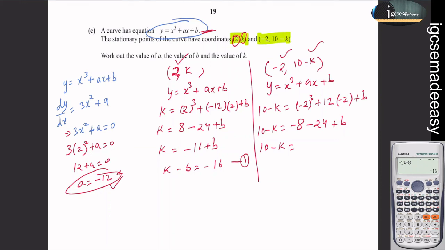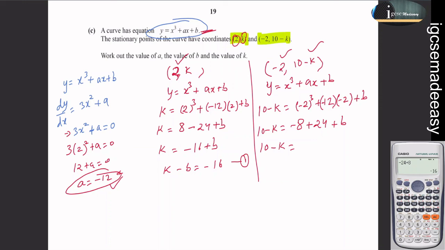Wait. Yeah, we made a small mistake. Actually, a is minus 12. Instead of 12, I should have written minus 12. So here it is minus 12. It should be minus 12, okay? Then the value should be minus 12 into minus 2, which is plus 24.